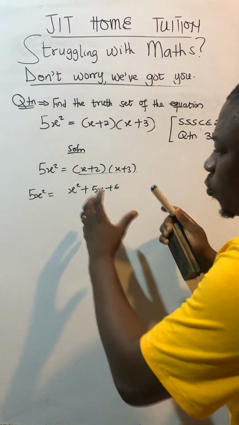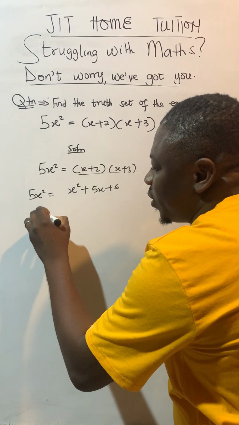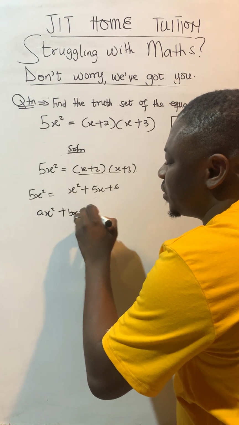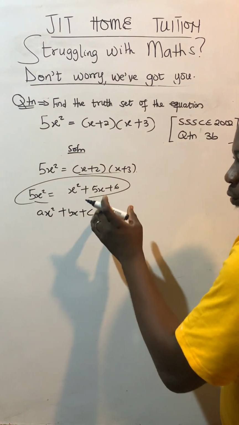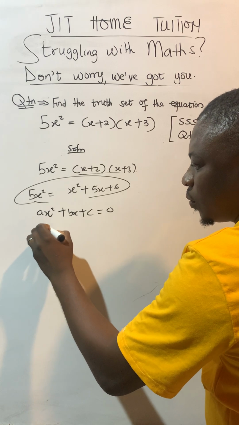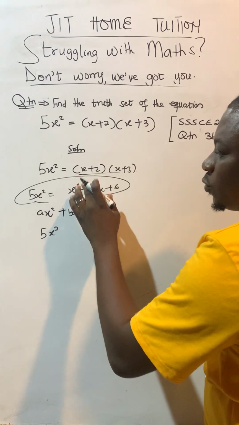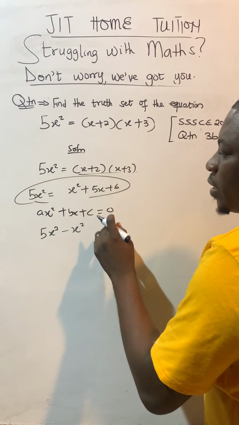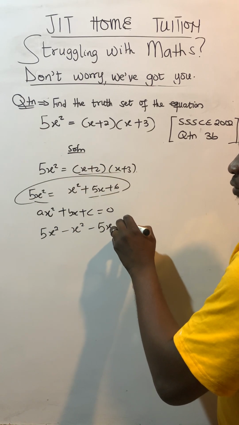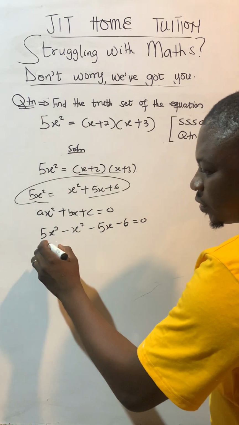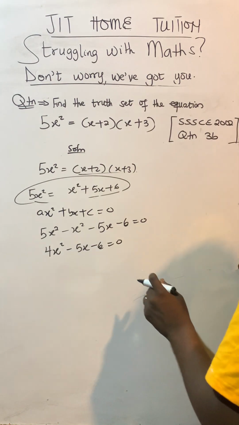Now, quadratic equations are in the form ax squared plus bx plus c equals 0. So you write the whole thing in this format. You move everything to this side, giving you 5x squared. This one moves to the other side, so minus x squared. Then minus 5x, and this one goes there, so minus 6 equals 0. So when you deduct, you have 4x squared minus 5x minus 6 equals 0.